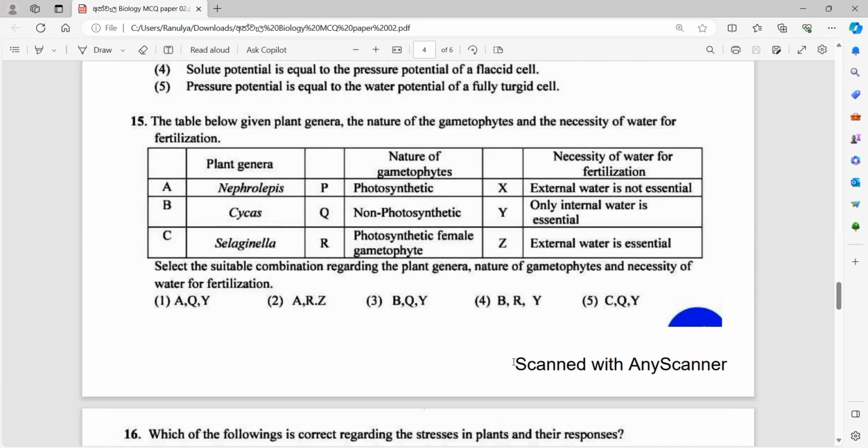Okay, so here, photosynthetic female gametophyte. The gametophyte is monoecious, bisexual, so we can't take that option. Then for Cycas, the gametophyte is non-photosynthetic. Only internal water is essential. That is correct, right? Now, if we take the life cycle of Cycas, right?